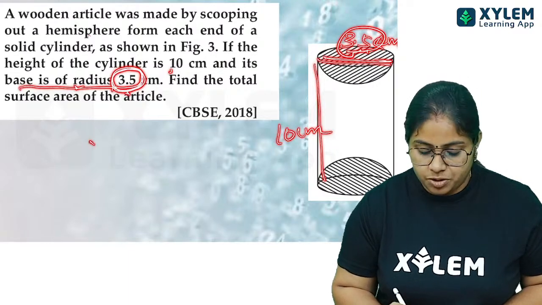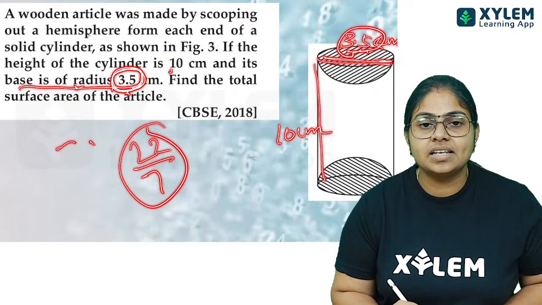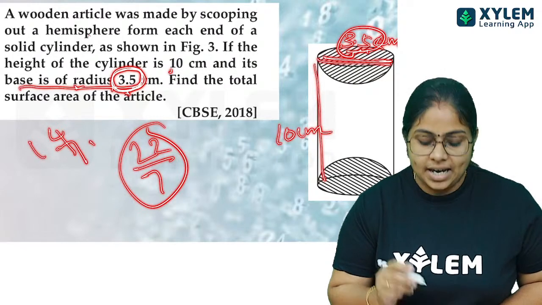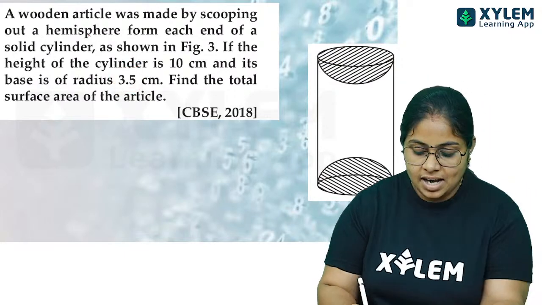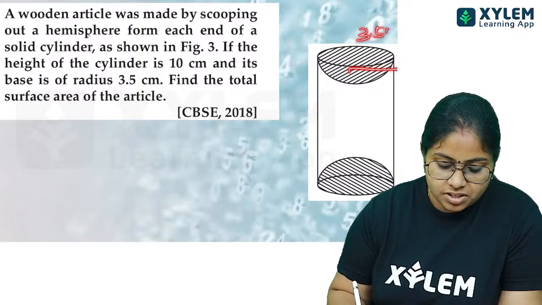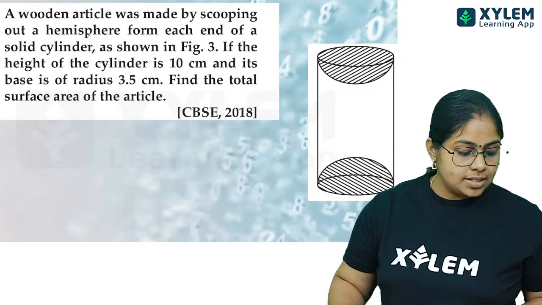Then only are we able to find this. To apply 22/7, we need either 3.5, or 7, or 14. That is why I have been mentioning that the radius 3.5 is given here. So the radius of the cylinder is 3.5 centimeter. Find the total surface area.